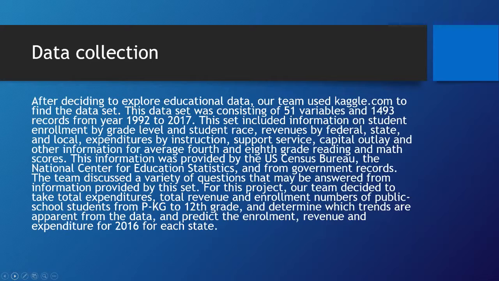We found our data set on Kaggle, which consisted of 51 variables of 50 states plus Washington, D.C. And it also included 1,493 records from 1992 to 2017. The data included a lot of information about the students from various things like grade, race, state, and the scores. We also retrieved the info from government records, the Census Bureau, and the National Center for Education Statistics.